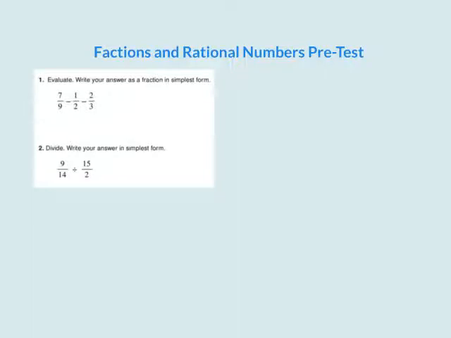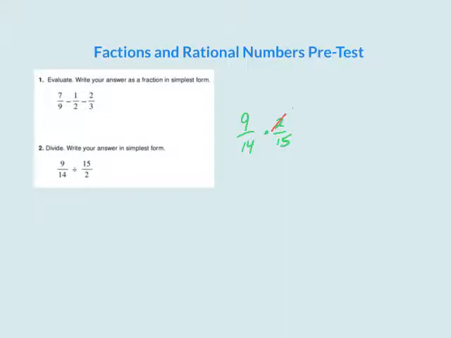Looking at number 2, when I divide fractions, I keep the first one, change it to multiplication, and then reciprocate the second one. So I've got 9/14 times 2/15. When I get to multiplication, it's all about cancellations.